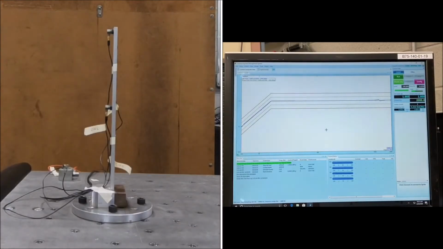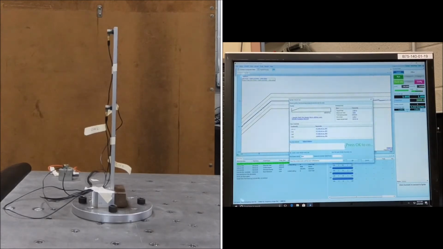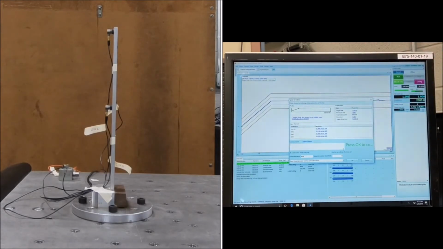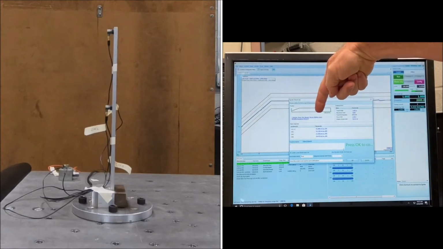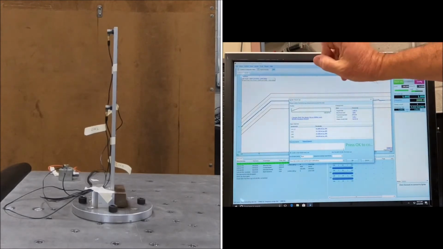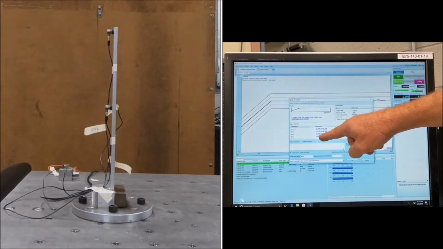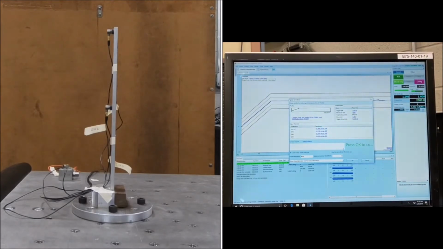Run the test. And we're just checking to make sure that the levels are all set. We're hitting the right profile, starting at 5 hertz, going to 2000 hertz in 2 minutes, doing one sweep. Channel 1 sensitivity, channel 2 sensitivity, 3 and 4. Channel 1 is our control. So we're going to press OK to continue.